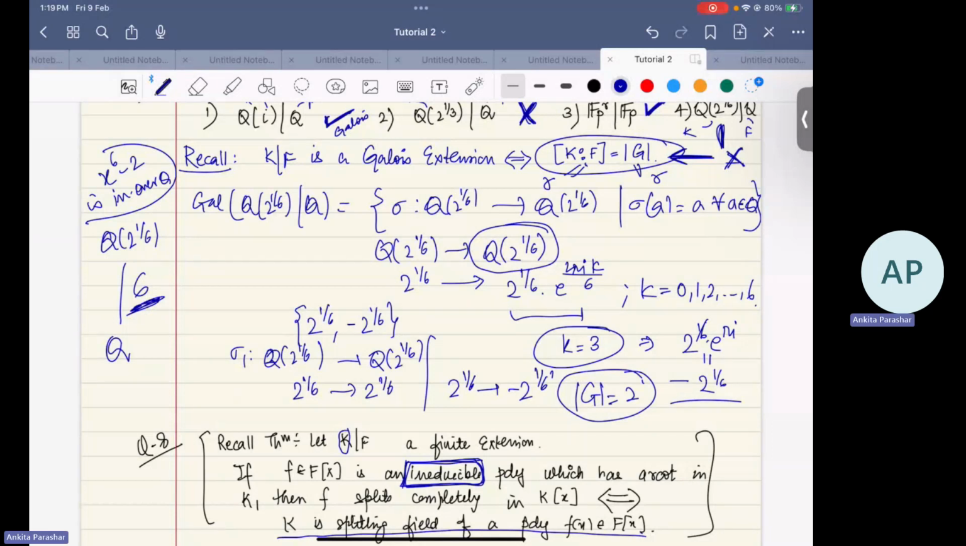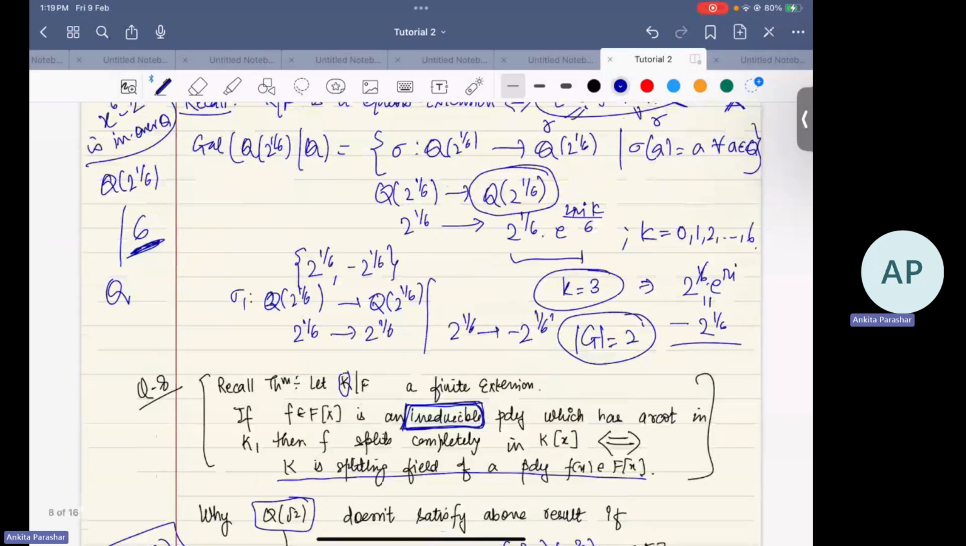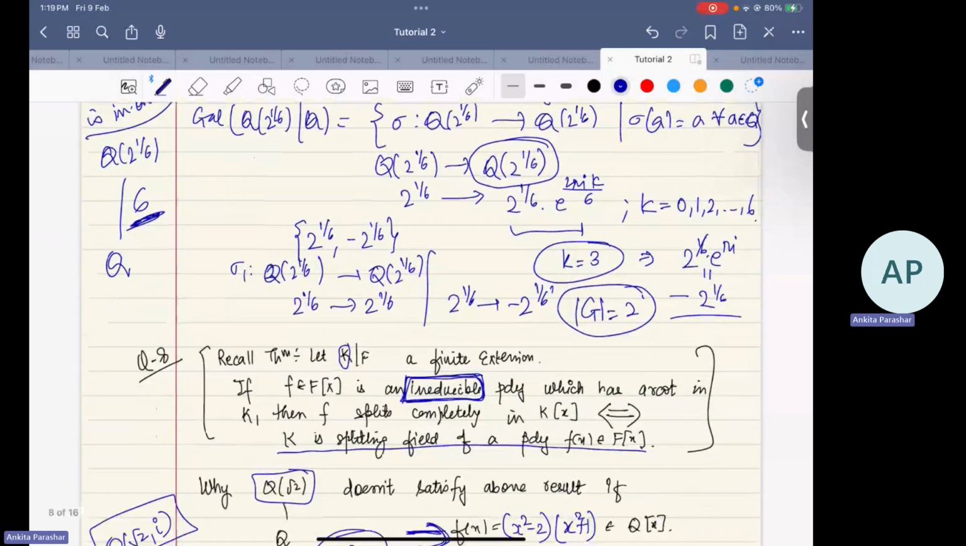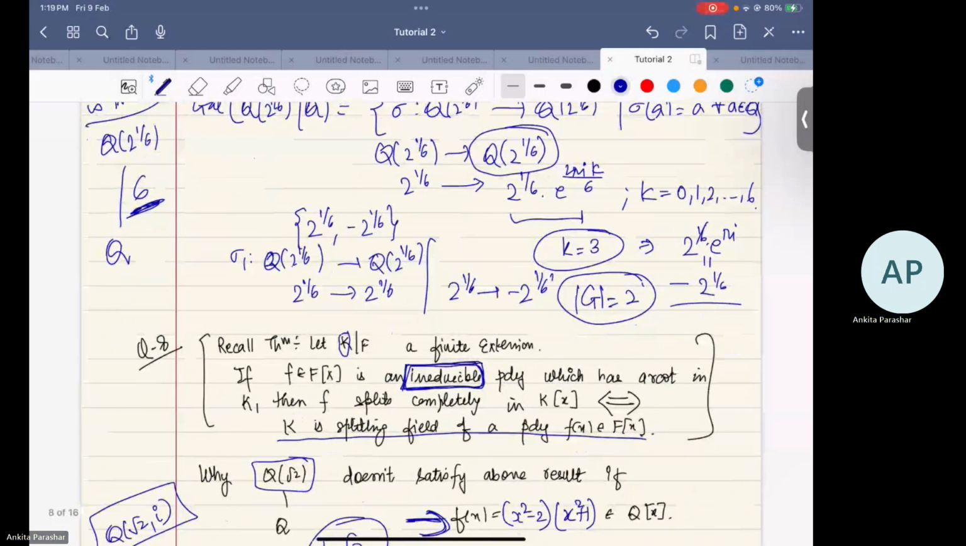So if somebody asks you that Q(root 2) does not satisfy the above result if f(x) is this. If we take Q(root 2) over Q as a finite extension, it is finite, and this polynomial has a root, which is root 2. It has a root. But my claim is that it does not split completely. What is the issue that it does not split completely?